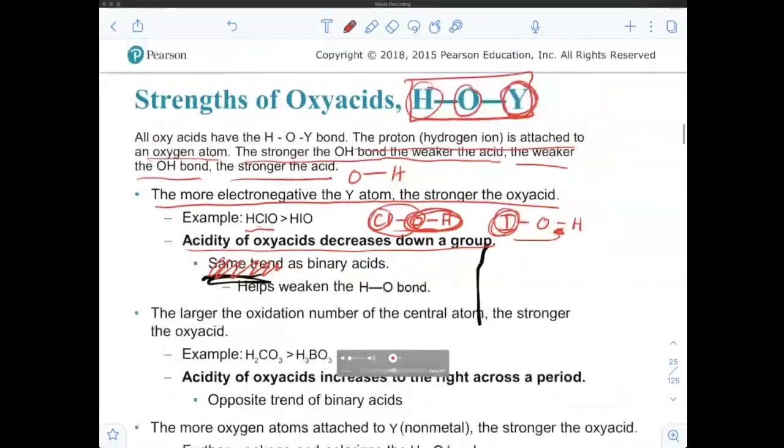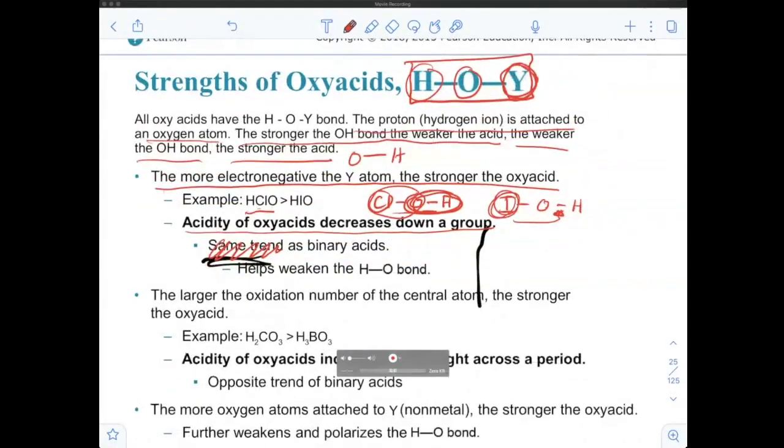Okay. So you're saying if the bond breaks, it is considered strong, but if it does not break, it is considered weak. Yes. Anything that helps that bond easily break creates a stronger acid. Anything that actually makes the bond stronger creates a weaker acid.